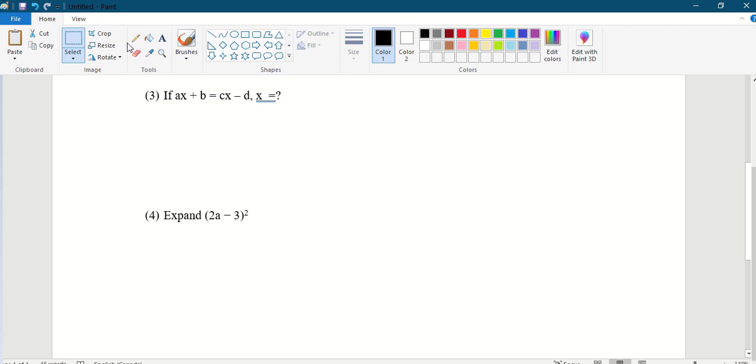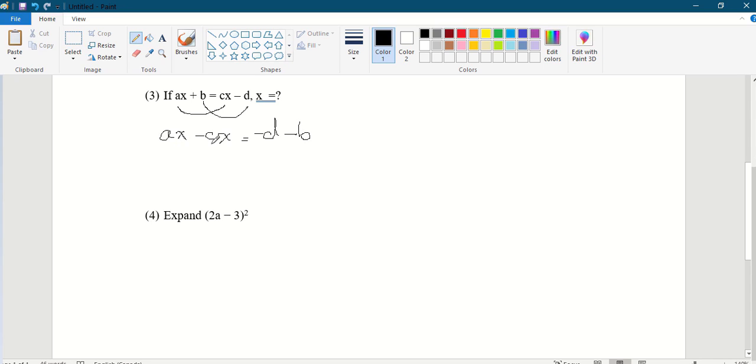Now for this one here, we are given ax plus b equals cx minus d, and we are asked to rearrange for x. So what we can do here is, if there were numbers, we would have collected like terms. So we need to have the terms with x's on one side, and terms without x's on another side. So what we can do here is reorder, or do opposite operations to have these two together and these two together on one side. So what we end up getting is ax minus cx equals negative d minus b.